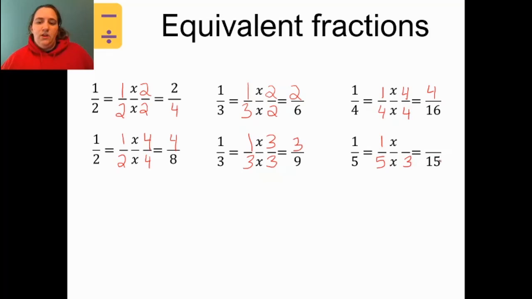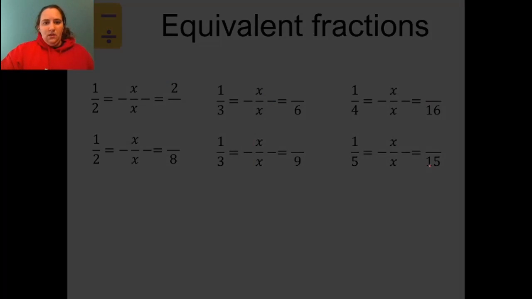So 5 times 3 equals 15. And what we do to one side, we must do to the other. So 1 times 3 equals 3. So 1/5 is equivalent or equal to 3/15.